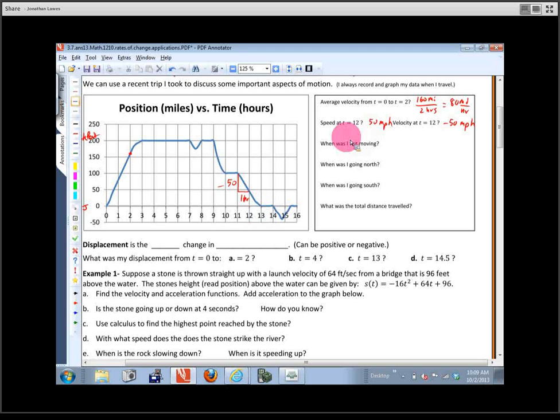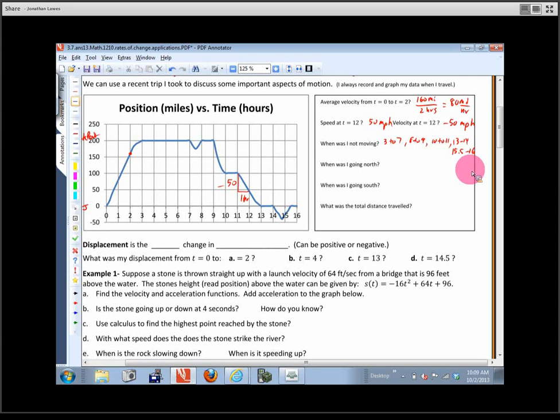So let's write those down. When was I not moving? From hour 3 to hour 7, from hour 8 to hour 9, again from 10 to 11, from 13 to 14, and then the last time was about from 15.5 to hour 16.